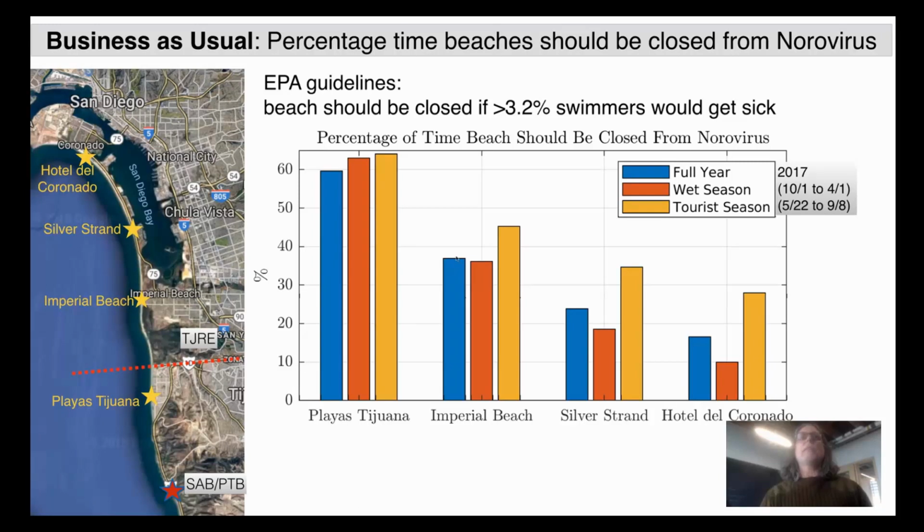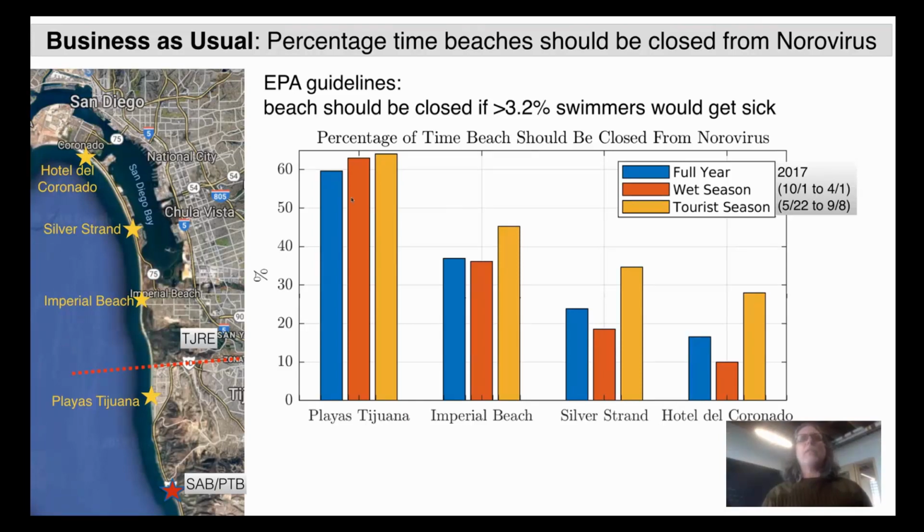Over the full year, the beach model says the beach should be closed like 37% of the time. In the wet season, a little bit less, maybe 36% of the time. But in the summertime, interestingly enough, it's about 44% of the time. And this is due to the south swell plumes from Punta Bandera.